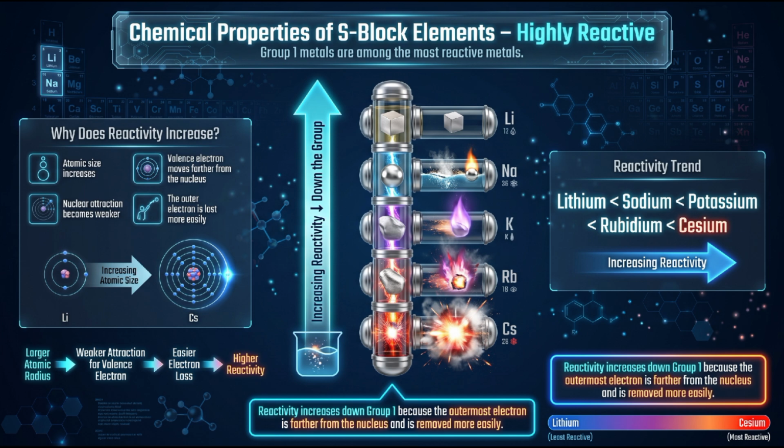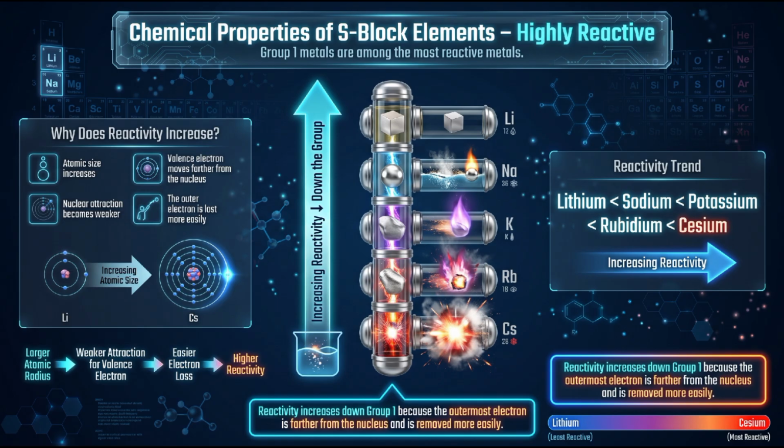For example, lithium loses one electron to form Li⁺. Sodium forms Na⁺. Potassium forms K⁺, rubidium forms Rb⁺, and cesium forms Cs⁺. Since only one electron needs to be removed, very little energy is required. This is why group 1 metals react rapidly with water, oxygen, halogens, acids, and many other substances.